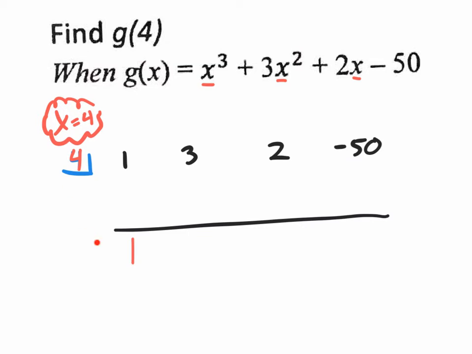Then you multiply as you go up. 4 times 1 is 4. As you go down, you combine. 3 plus 4 is 7. As you go up, you multiply. 4 times 7 is? Anybody? 28. Thank you. Stay with me. 2 plus 28? 30. Okay. As I go up, I'm going to multiply. 4 times 30? 120. And if this were synthetic division, this would be my remainder, but it's not a remainder.